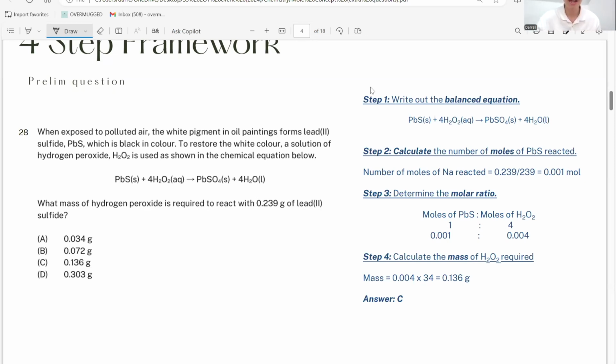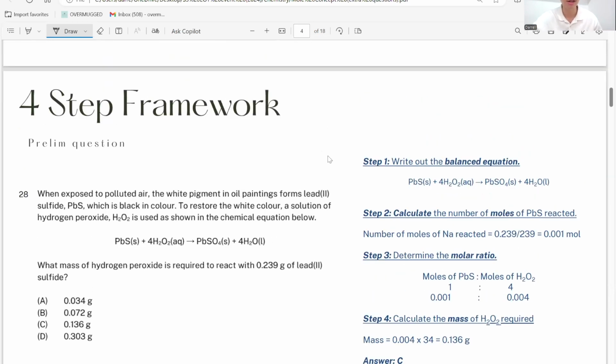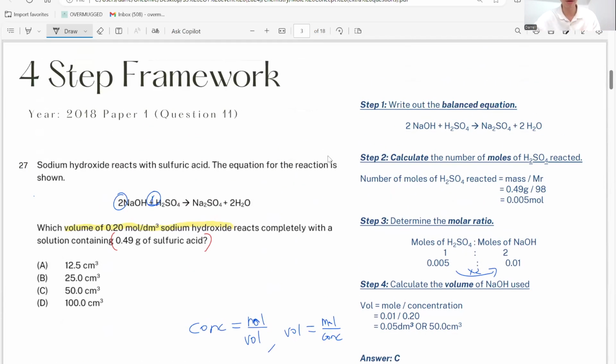So how do you find the mole ratio for Sarah, who is online, is by looking at the equation. Maybe I'll just scroll back to the previous question for Sarah. The rest, please read. You should have the copy with you.